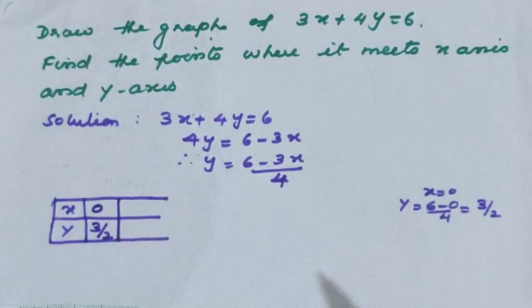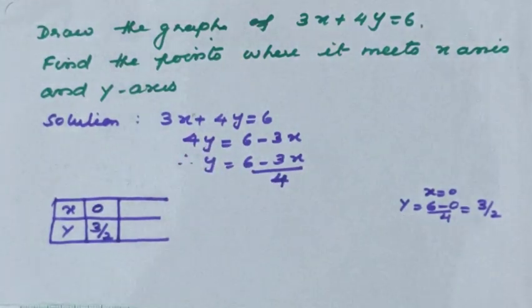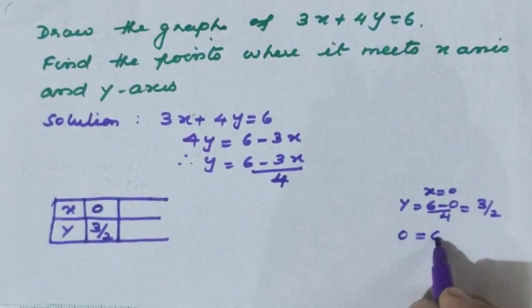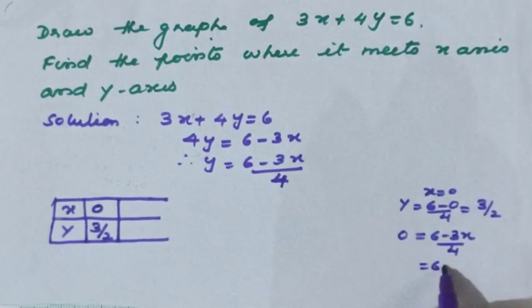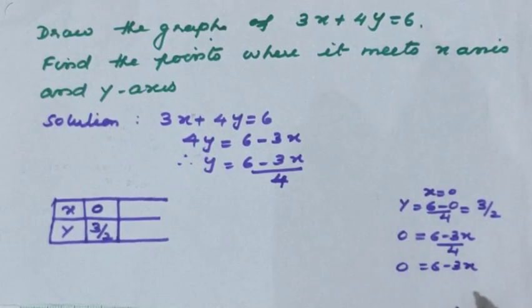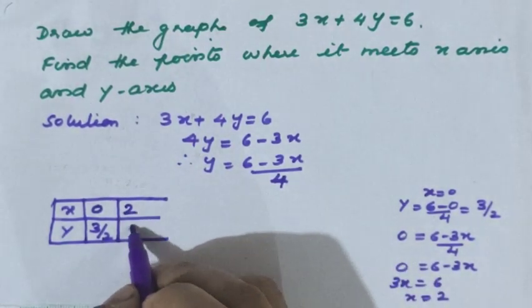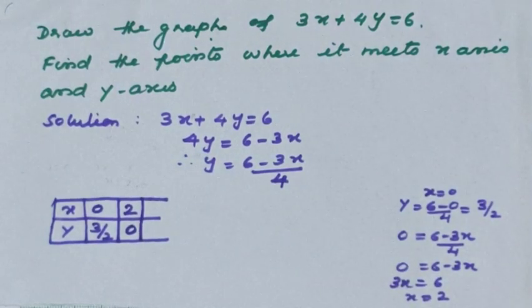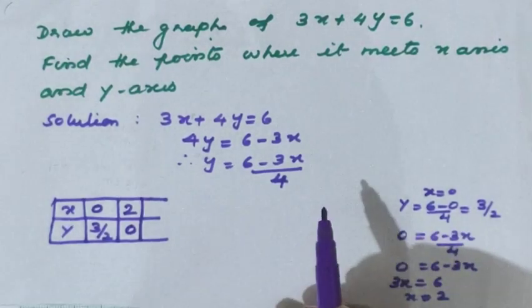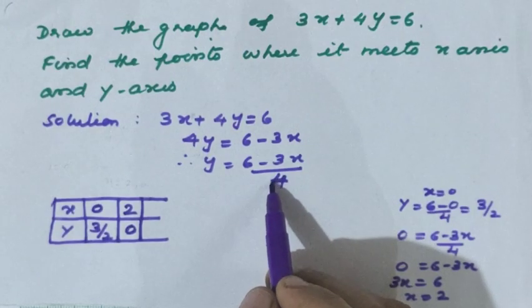Next, I should get y as 0. That is y equal to 0, means (6 minus 3x) by 4 is 0. That means 6 minus 3x equal to 0, because 0 into 4 is 0. Or we can say 3x equal to 6, x equal to 2. So I am selecting 2 here naturally. What is the result for y now? y equal to 0 we will get. Now one more value we should get. We should think in such a way that we get a number in the numerator which is divisible by 4.